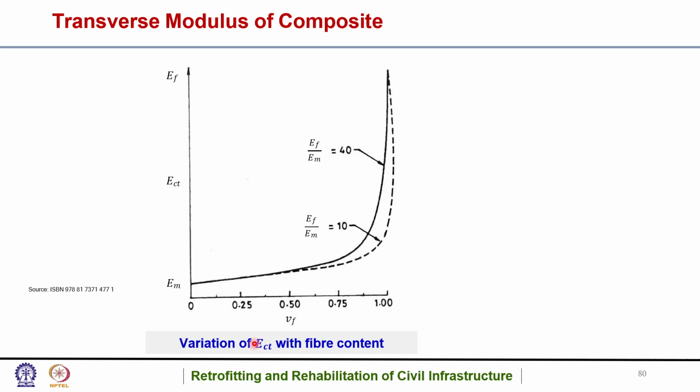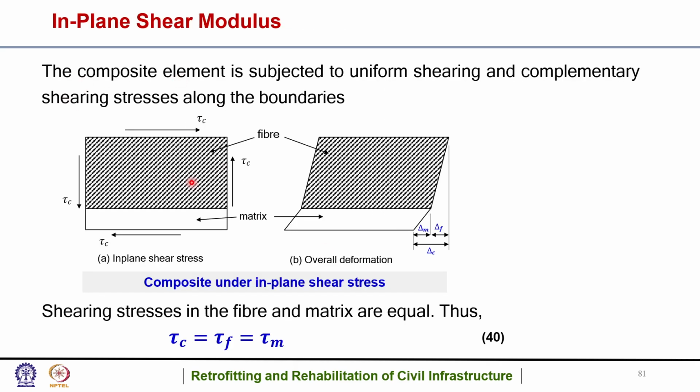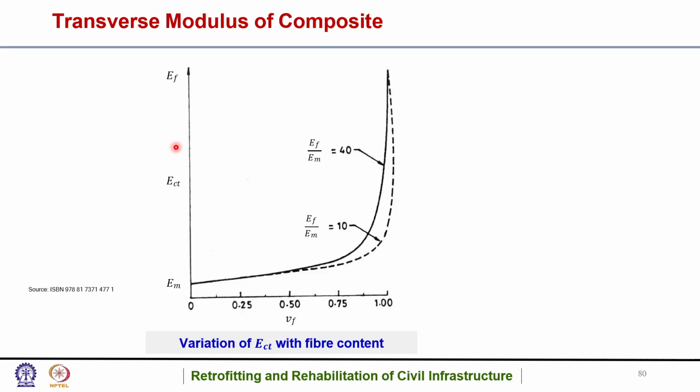So here it is shown the variation of ECT, that is the elastic modulus of the composite along the transverse direction with the fiber content. So if you see here, when the fiber content is increased, the elastic modulus also increases exponentially along the transverse section. Similar is the case with the longitudinal section. So it increases with the fiber because mostly the fiber takes the load, it provides the strength basically. So that is about the transverse modulus of composite.